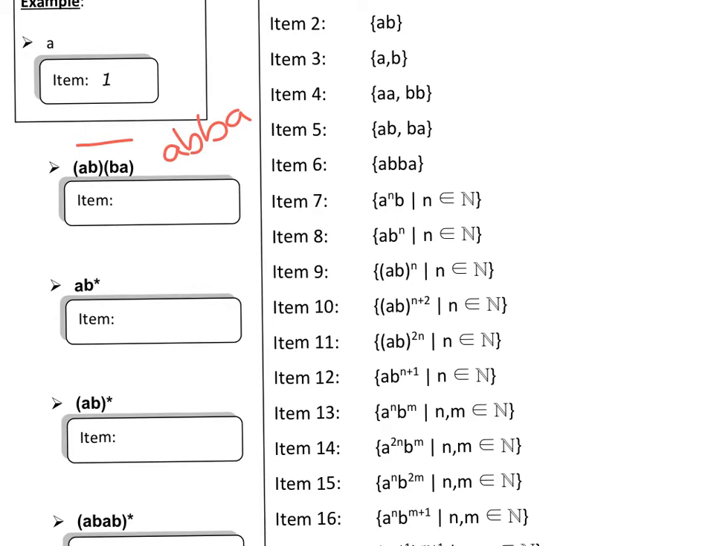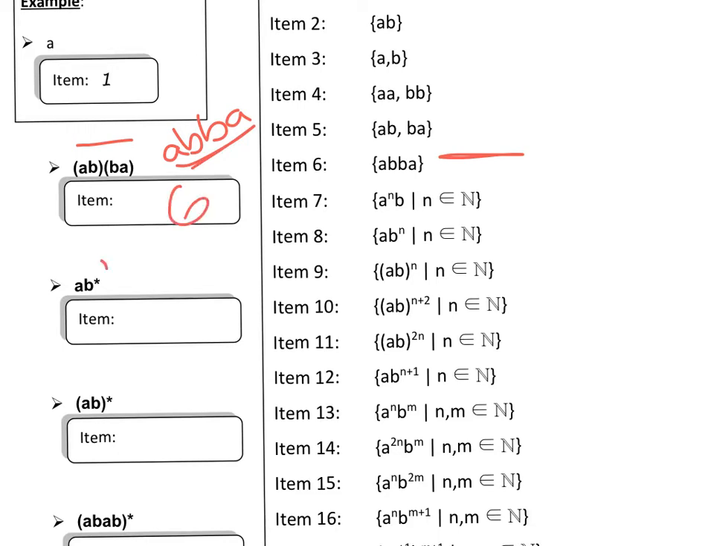And if we take a look at item 5, it is AB comma BA. Item 6 is ABBA, right? So there you go. The set containing one string, right? There's just that one string. So this one is going to be item 6.